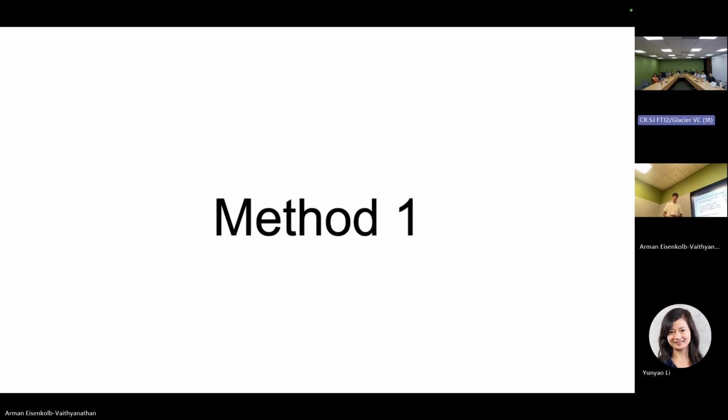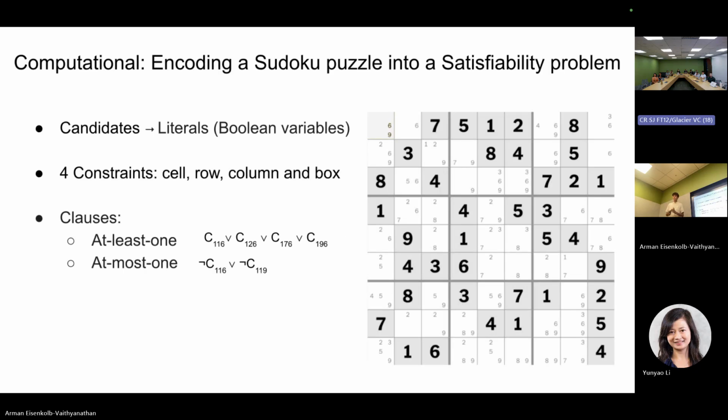The first method that I'll be introducing, which is a more computational approach, is the encoding of a Sudoku puzzle into a satisfiability problem. A Boolean satisfiability problem is a formula of expressions, or clauses, and each clause is a disjunction of Boolean variables, or literals. The goal is to assign each literal a true or false value such that the entire formula is true. Each Sudoku puzzle has a unique satisfiability, or SAT, formulation, and we can use satisfiability problem solvers to solve the SAT formulation.